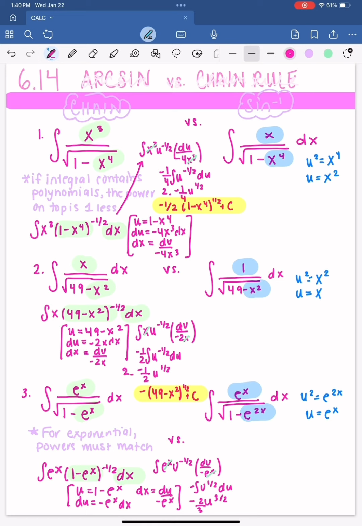And now u to the 3/2 times negative 2/3 in front, and we're going to go ahead and replace the u. So our final answer is going to be negative 2/3, 1 minus e to the x quantity raised to the 3/2 power plus c.